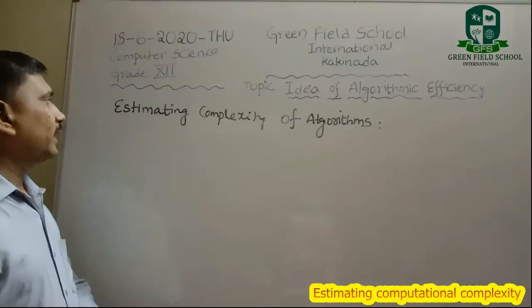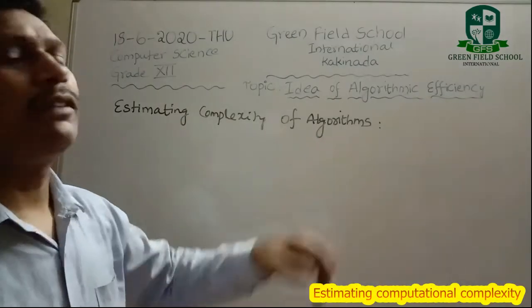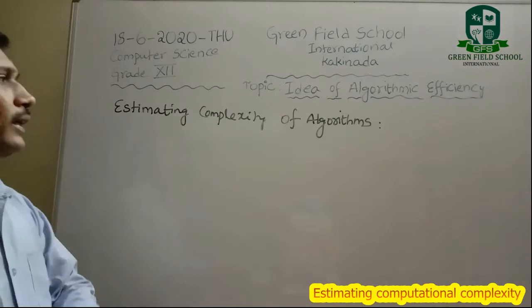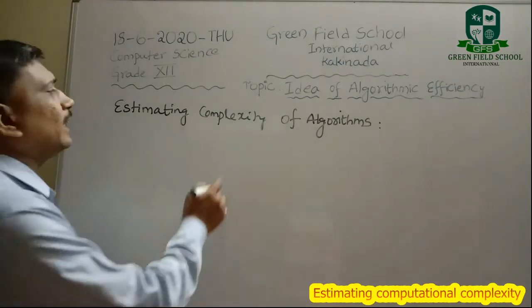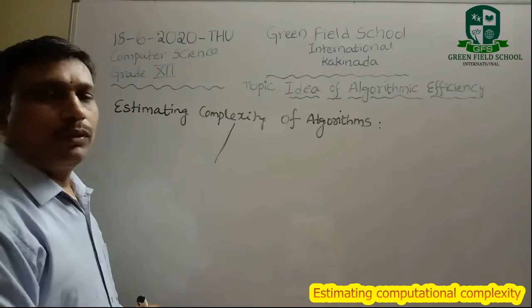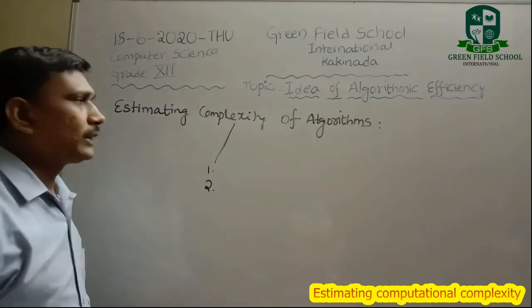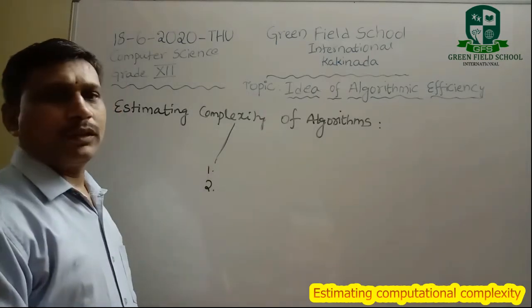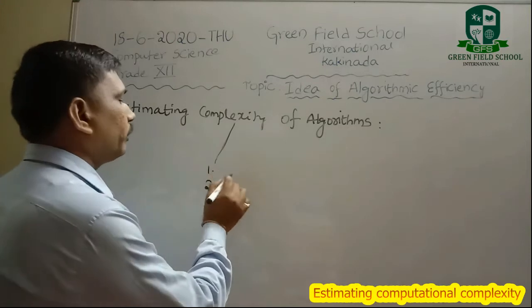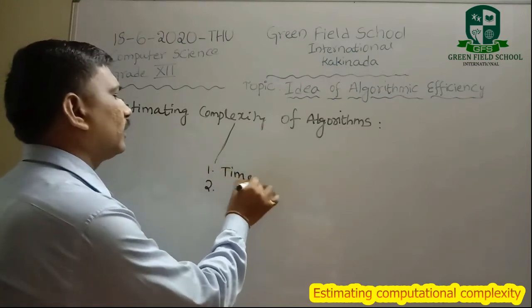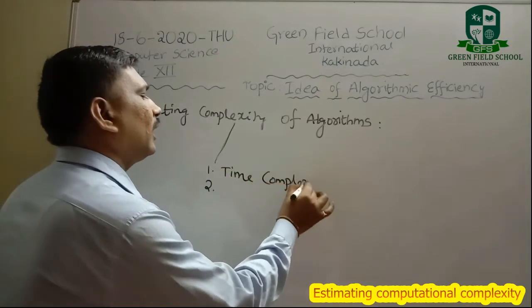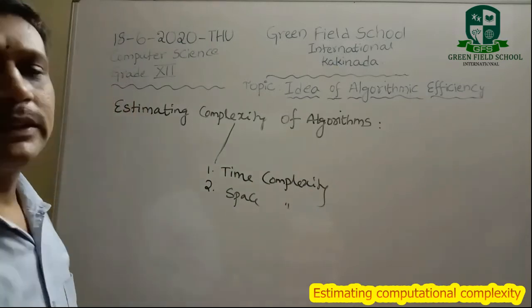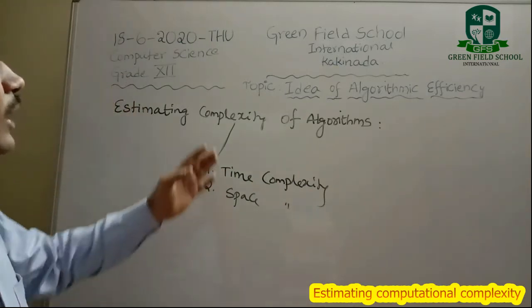We discussed the concept of estimating the complexity of algorithms. So how do we measure or estimate the complexity of algorithms? When we calculate complexity, we first decide which complexity we measure, time complexity or space complexity. First you decide which complexity you measure for your algorithm.